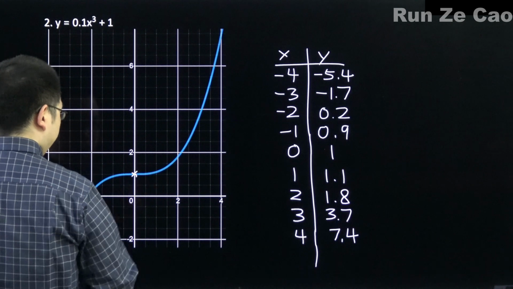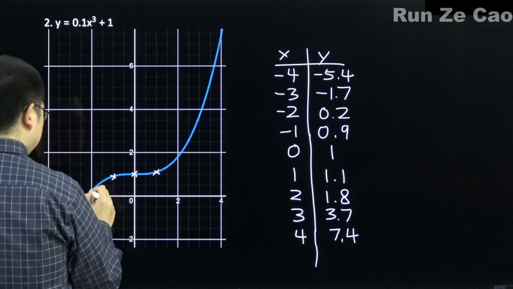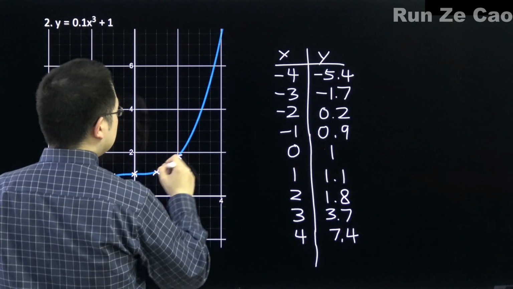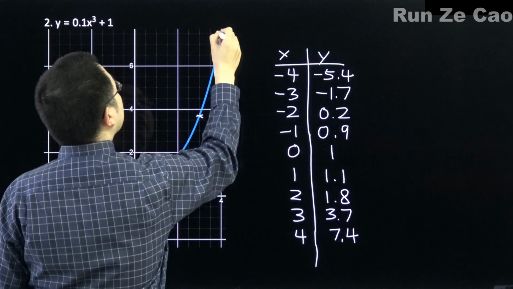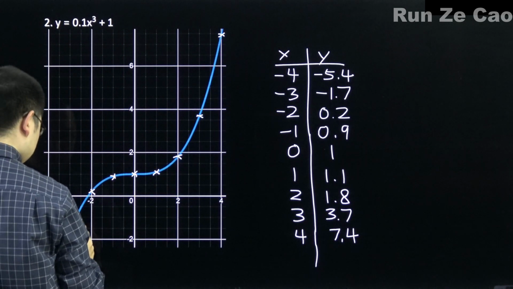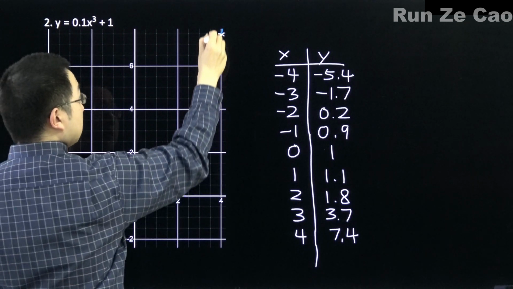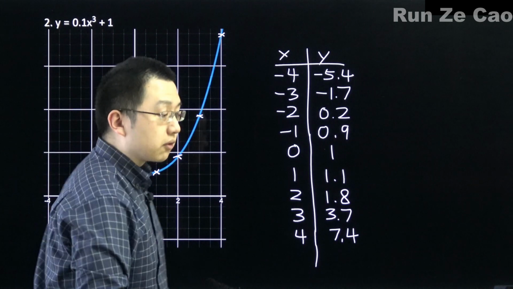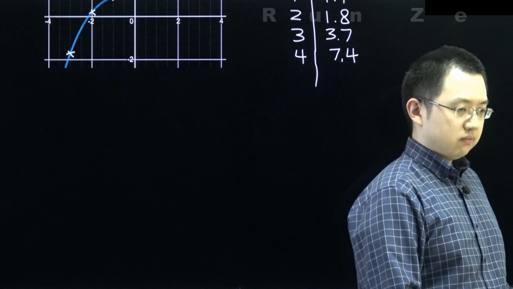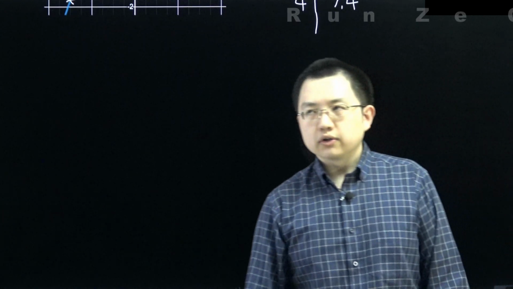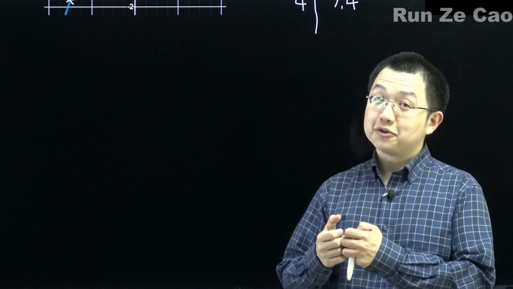So once you have these points, you plot them on your graph paper or your grid, and then you proceed to draw a curve through the points. Like this, and then like that. Okay, so that is how you graph functions. Of course, the alternative is graphing calculator or computer.